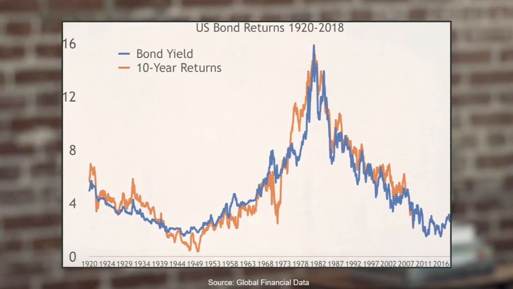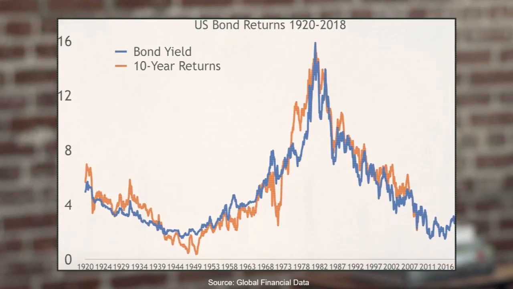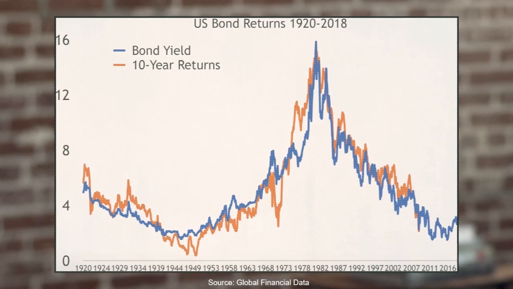I'll say 3% in the US right now, which, by the way, is one of the highest yielding countries in the world. But let's say 3%. That's the return you're going to get over the next decade on a nominal basis. There's like a 90% correlation between starting yield and future 10-year return. We don't know inflation, but in general, let's call it 3% returns.